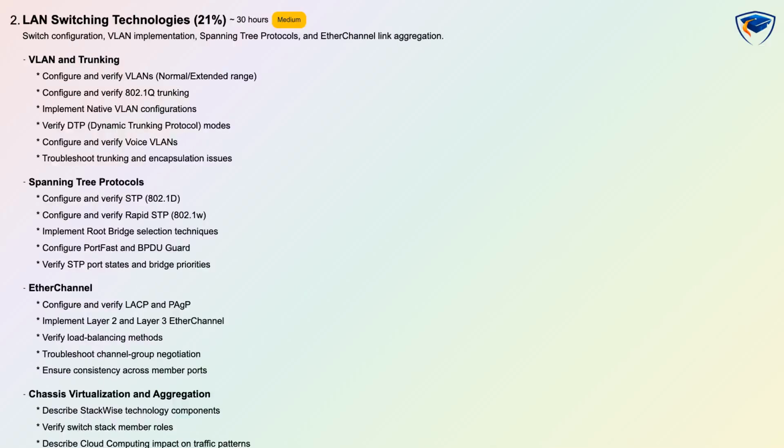LAN switching technologies is weighted at 21% and is medium difficulty with around 30 hours of study and hands-on plus conceptual assessments. This domain covers switch configuration, VLAN implementation, 802.1Q trunking, and link aggregation with EtherChannel, including LACP and PAgP. You will practice VLAN and trunk setup, native VLAN handling, voice VLANs, spanning tree and rapid STP tuning, PortFast and BPDU guard, and implementing EtherChannel with consistent port settings and load balancing verification.